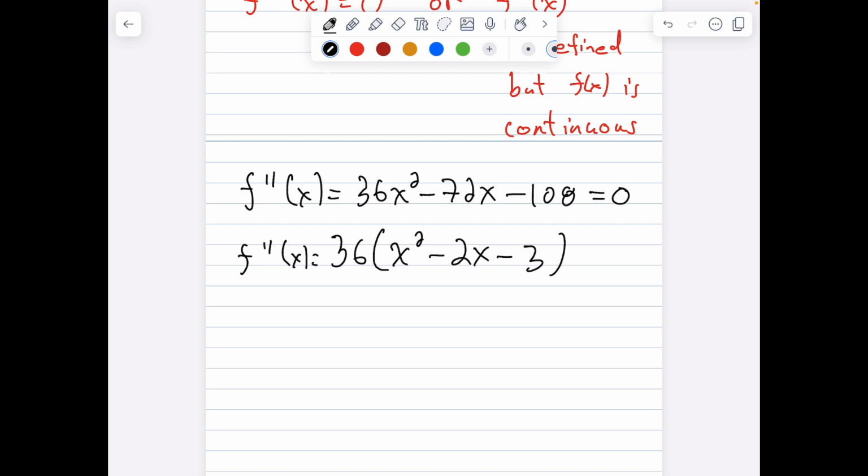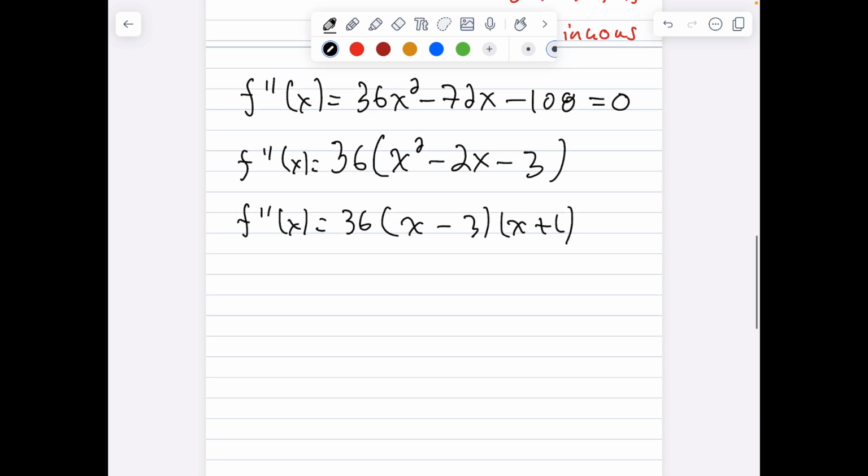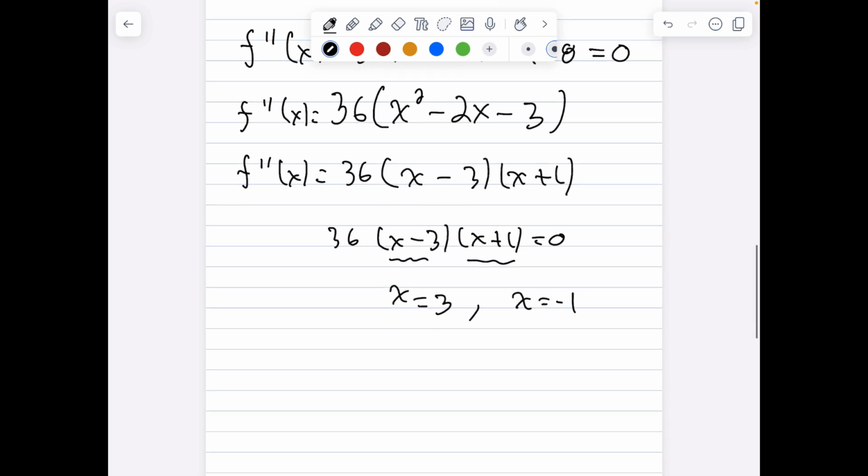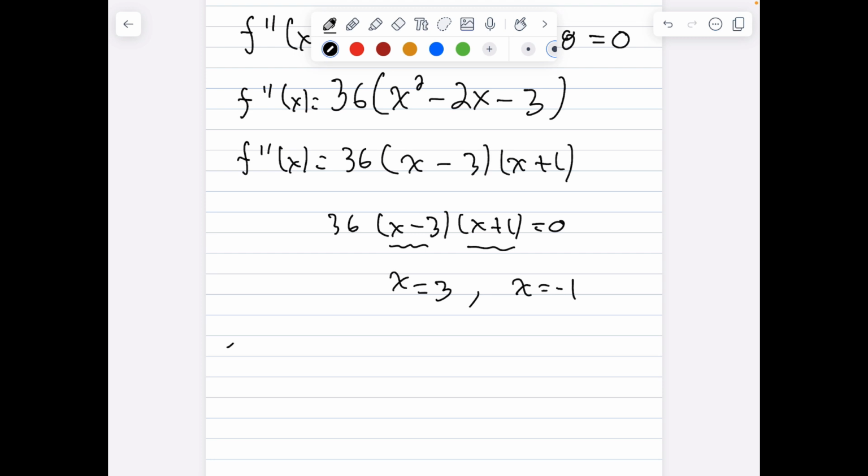All right, so you factor 36 out and you get x squared minus 2x minus 3. And I'm going to factor that polynomial further. This would be x minus 3 and then x plus 1. And again, I'm going to set that whole thing equal to 0, the second derivative, is what I meant. And you get two answers, x equals 3 and x equals minus 1, because I would set each of these factors equal to 0. And our number line is going to have negative 1 and 3.